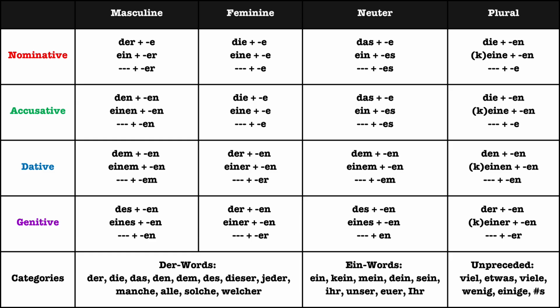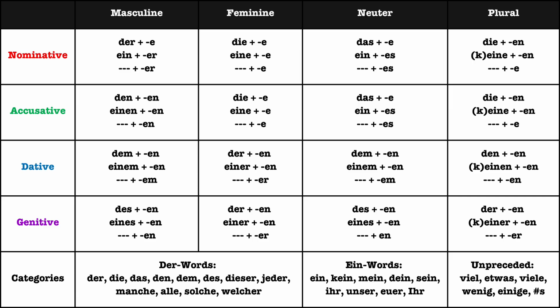Now that brings us all the way back to the chart that I gave you at the beginning of all of this. Here we have der words at the very beginning, so we have der plus E, die plus E, das plus E, etc. In the second line in each row, we have ein and then an ending. So ein plus ER, eine plus E, and ein plus ES. The third thing in there is supposed to represent non-preceded, so you could have like a number or feel or something like that, but it's then followed by some sort of ending. So blank plus ER.